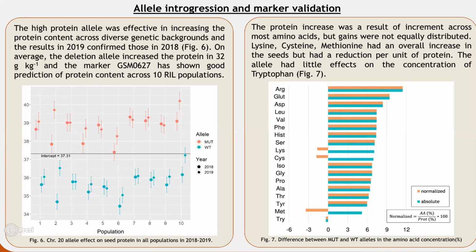We also wanted to investigate the impact of the allele in the amino acid composition. As you can see in Figure 7, arginine, glutamine, and aspartic acid had the highest increase. There was an overall increase in the content of lysine, cysteine, and methionine. However, the concentration of these amino acids was reduced per unit of protein. The content of tryptophan was not affected by the mutant allele.